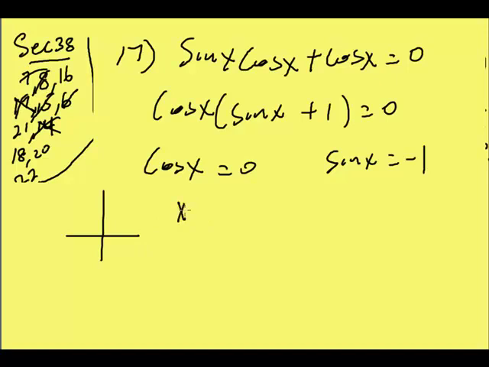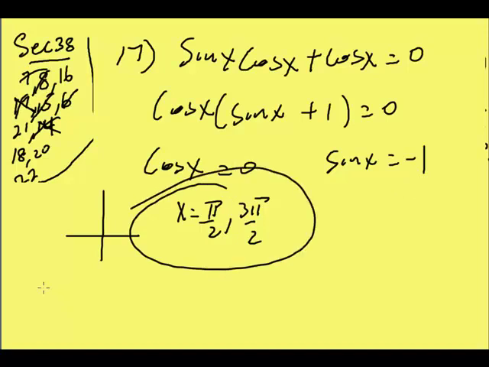Two. X is equal to pi over 2, 3 pi over 2. Where is sine x equal to negative 1? One place. And where's that? 3 pi over 2. It's already done. There you go. Inside, outside. That's done.